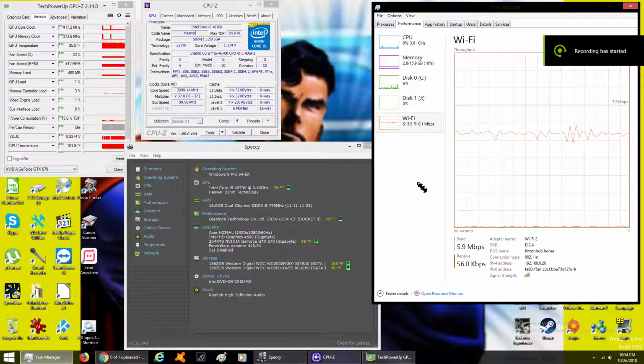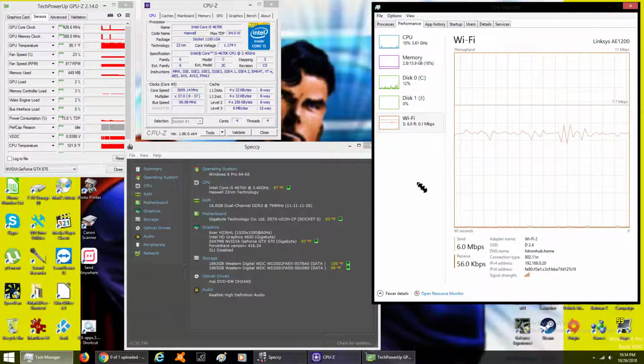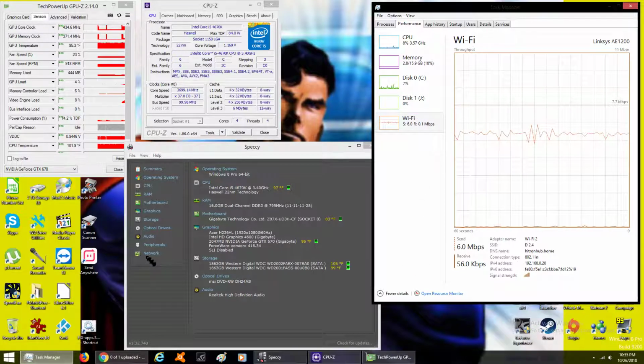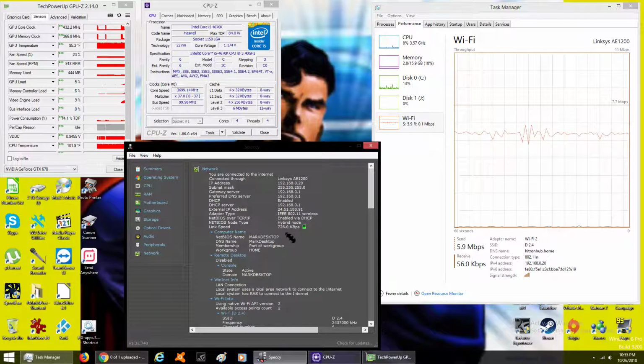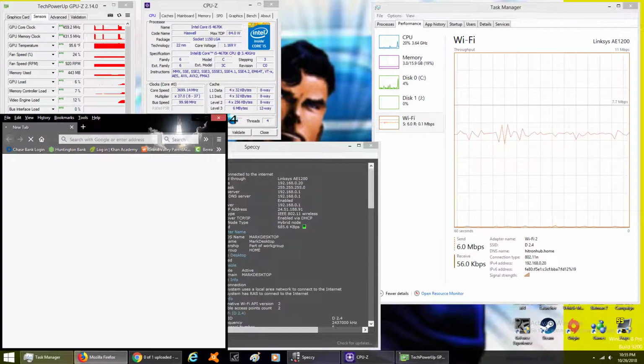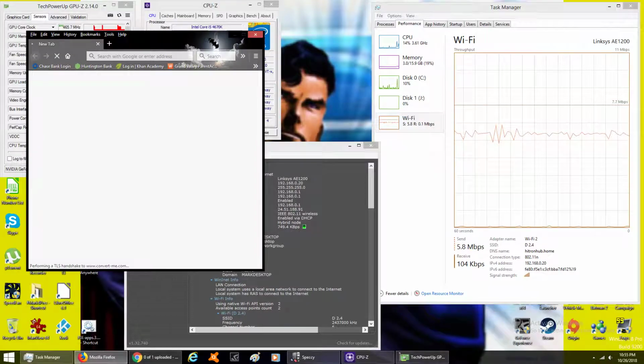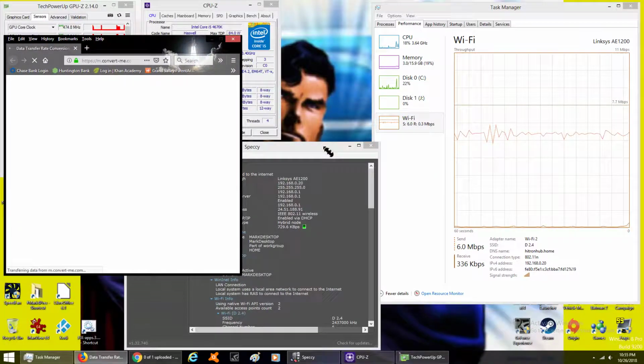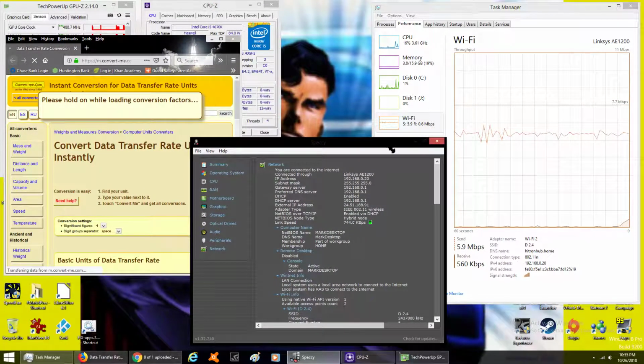Just wanted to showcase some programs that did temperatures and show my gaming computer off. Sorry about that, but yeah, over here you see it's at 6 megabits per second, and that's 726 kilobytes per second. If you do the conversion, let's see here, I'll put this in this corner over here. Yeah, we'll move this one over.